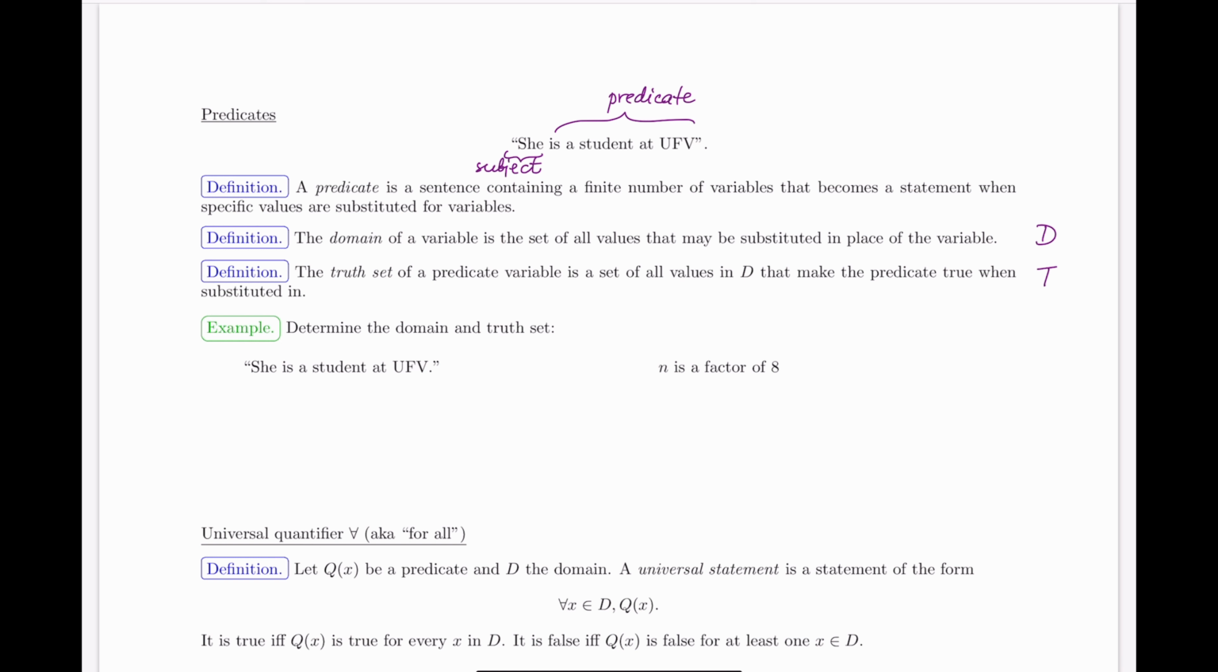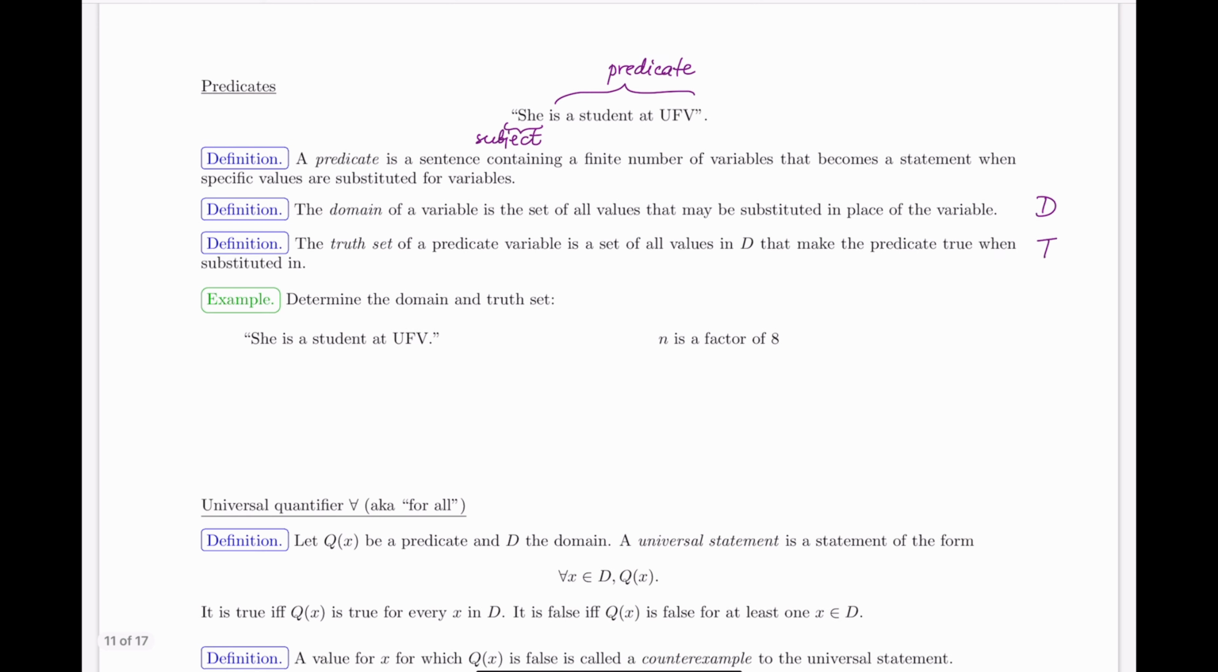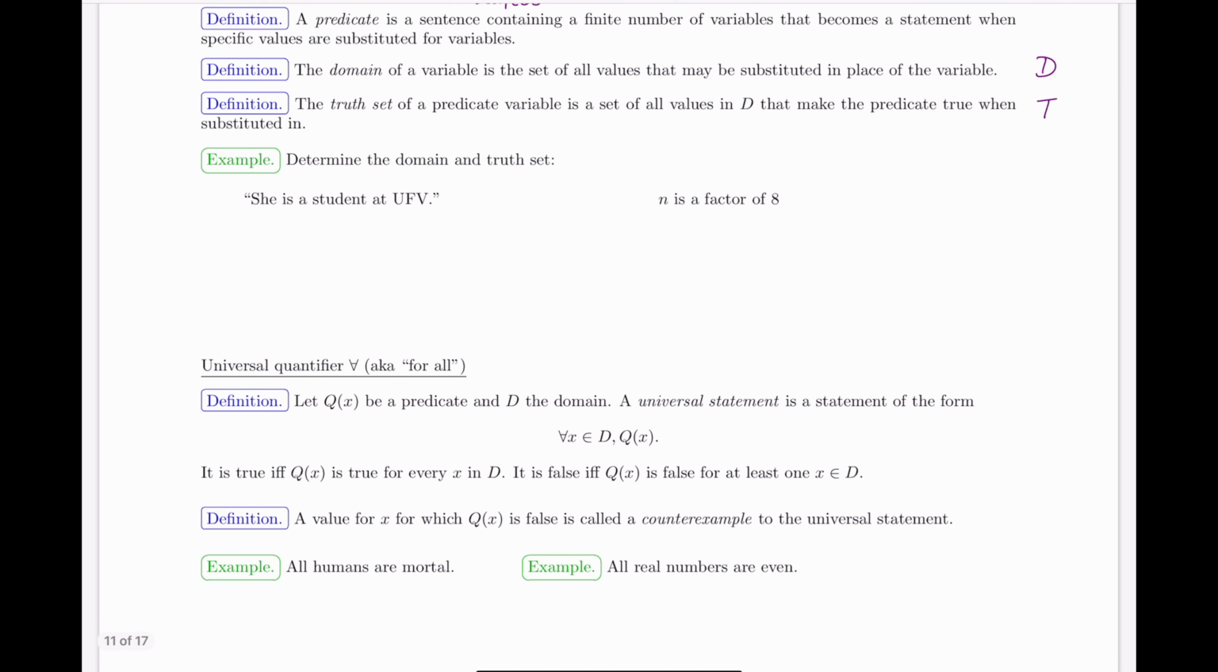So, in looking at our example here, what are the domain and the truth set? First of all, we have to determine the variable. We have already identified that the variable here is the she that has not yet been specified. So what is the domain? Meaning, what is the set of all the possible values that we can substitute for this she? And this is all the persons who identify as female.